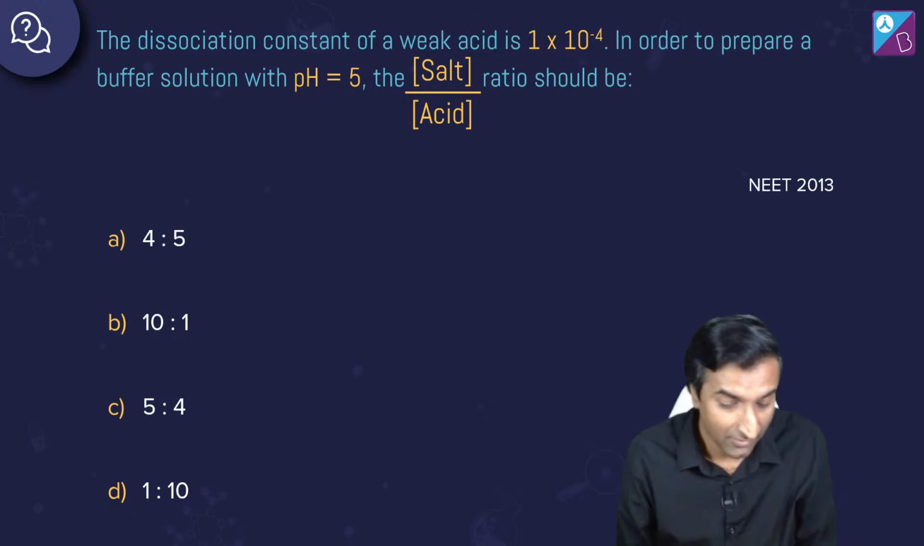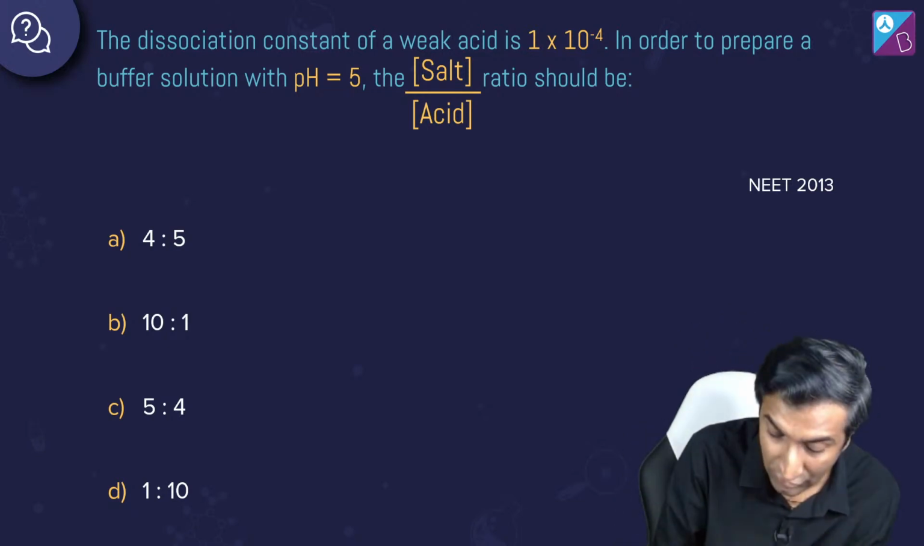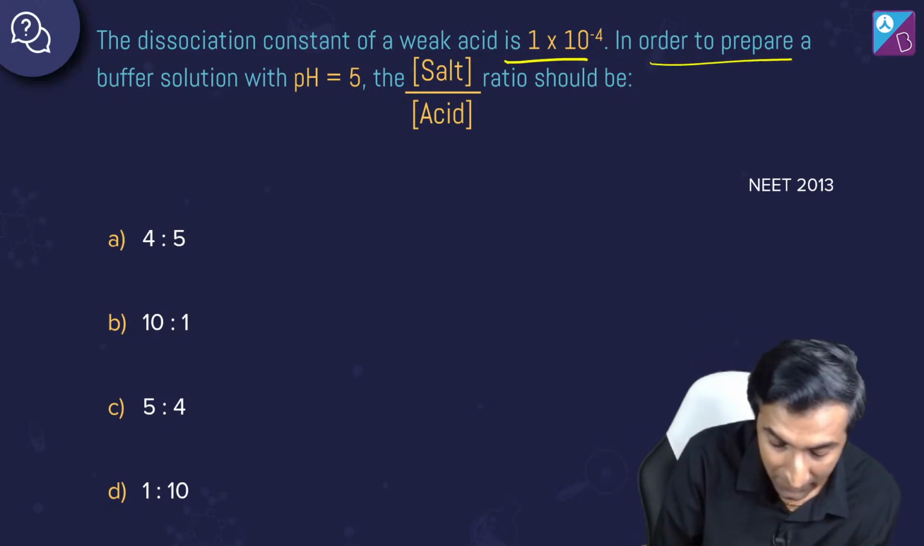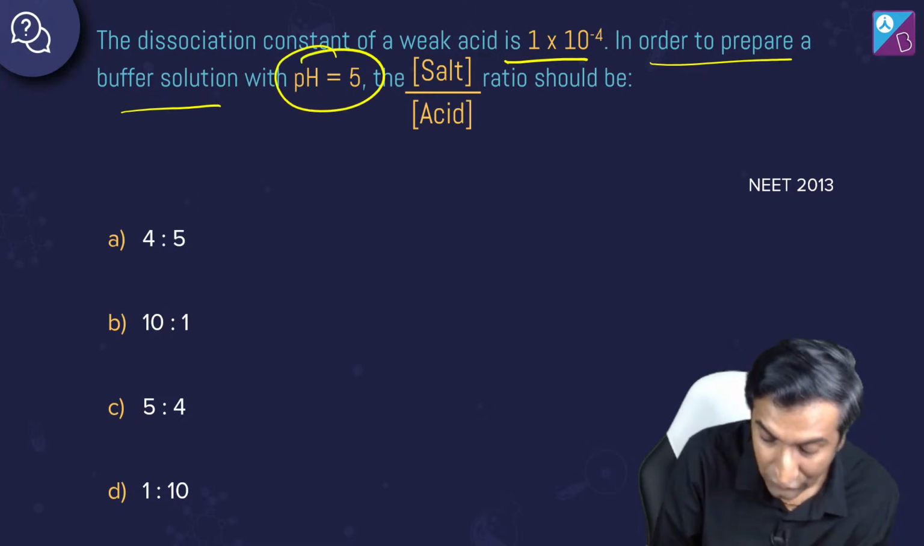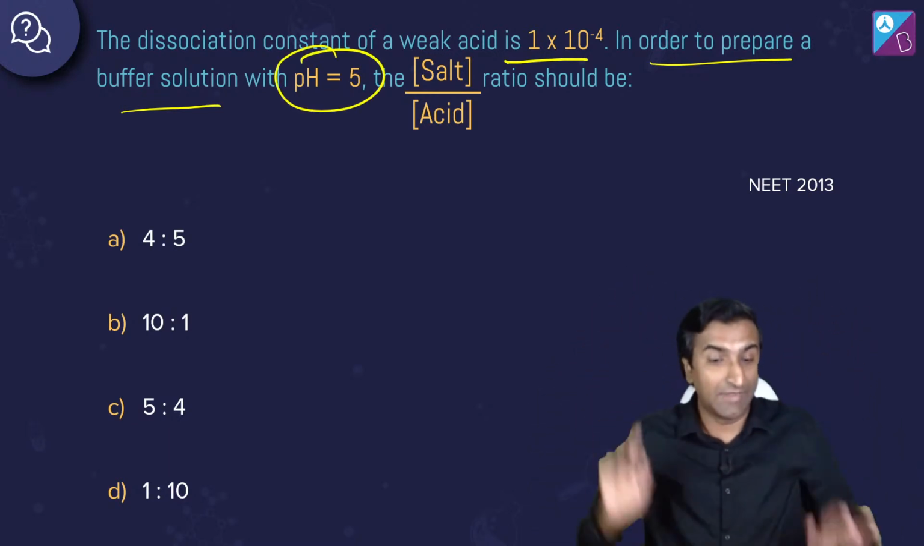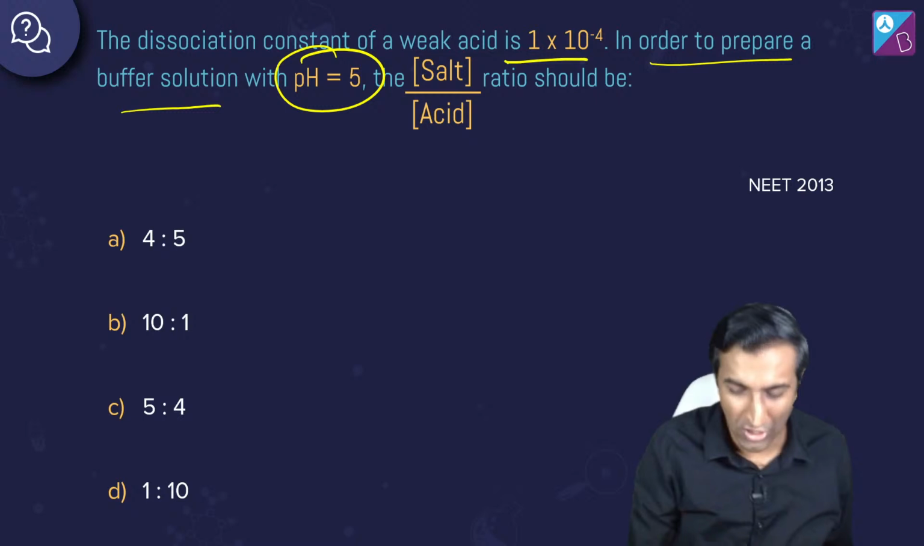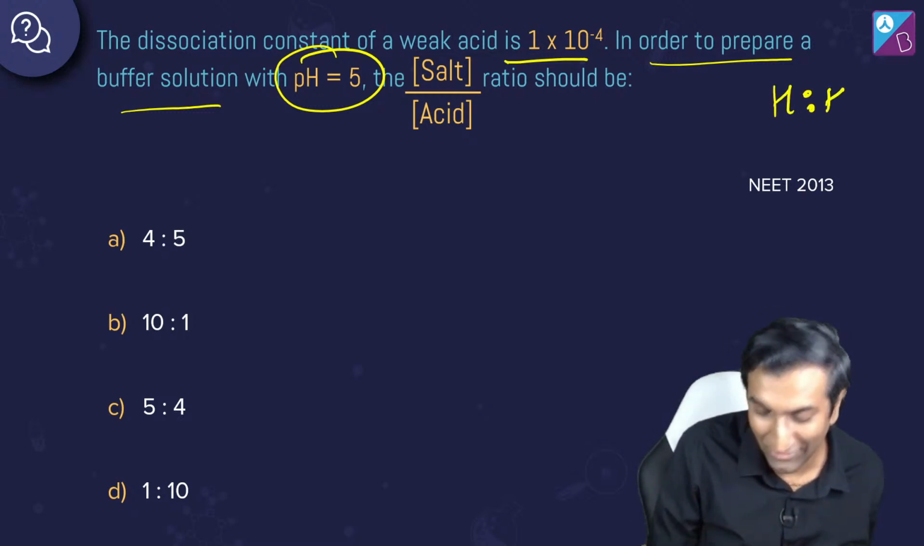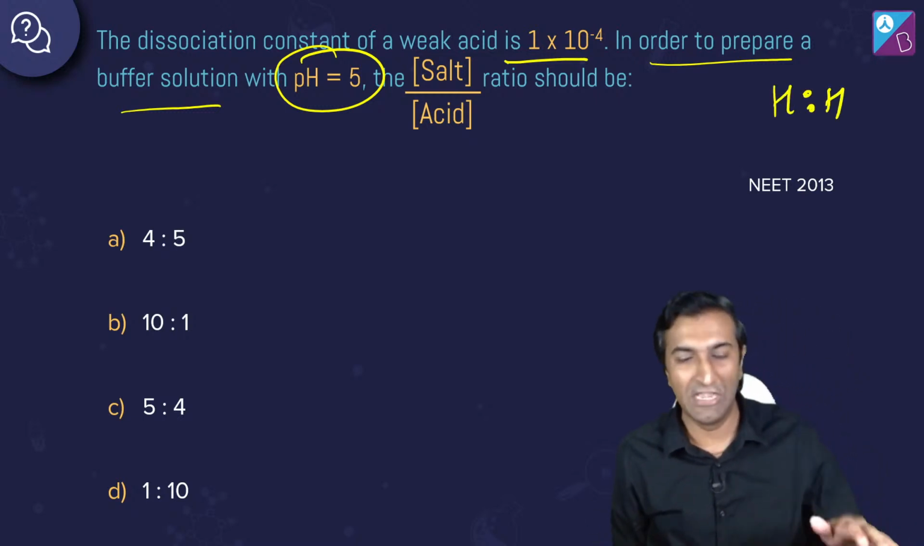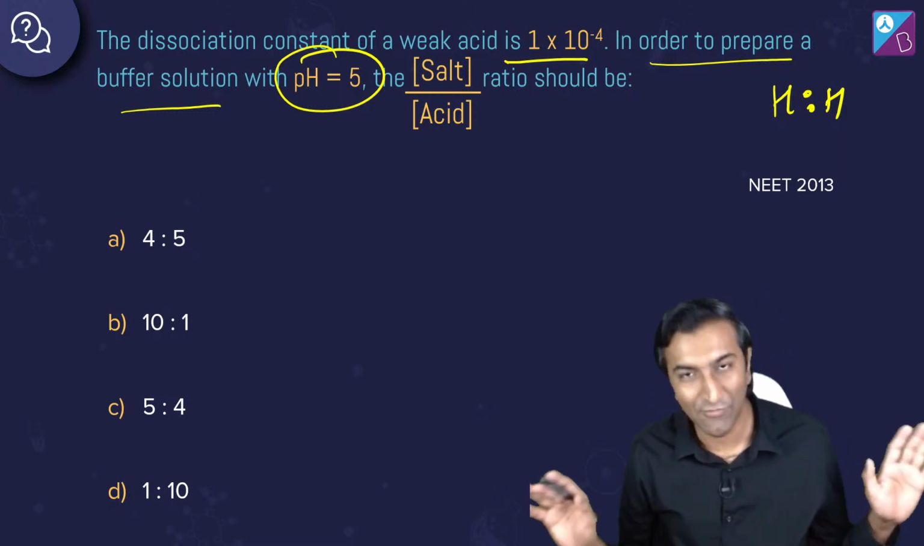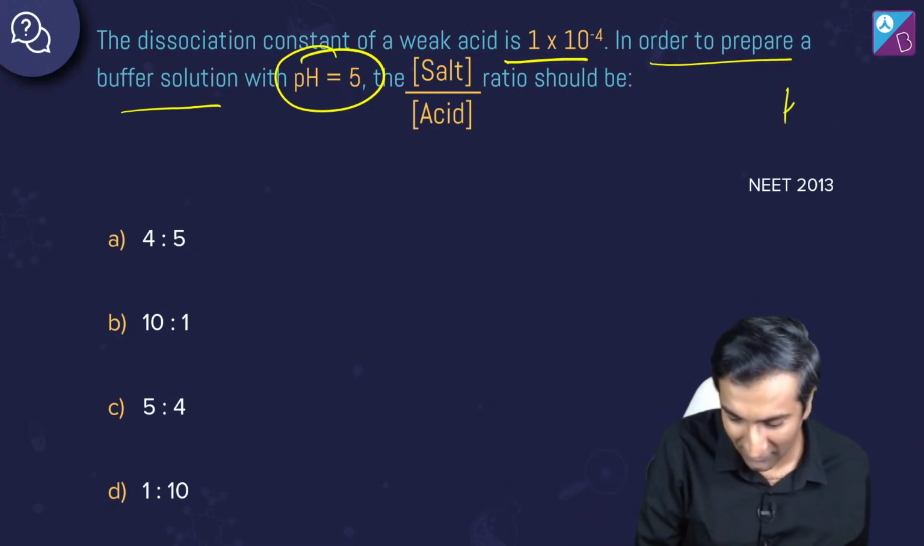See this. First question. The dissociation constant of a weak acid is this. In order to prepare a buffer solution of pH equal to 5, what should the salt by acid ratio be? Now try it. We just call it the HH equation. We don't bother saying Henderson-Hasselbalch. Who'll say all that here? HH equation. Okay.